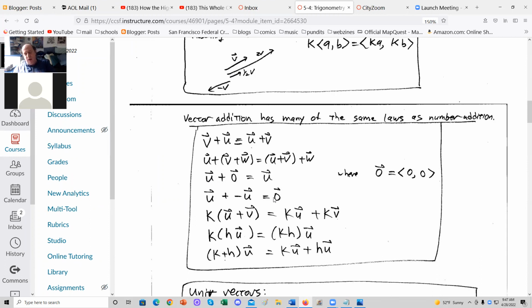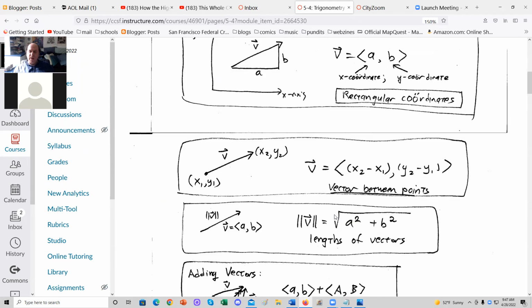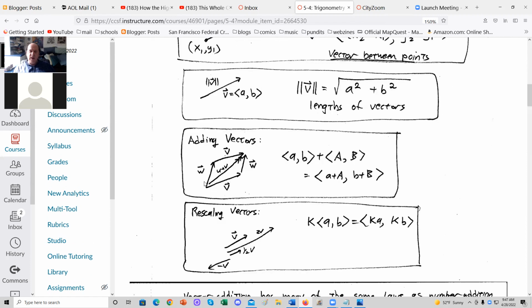The distributive law also works for multiplying vectors by scalars. k times u plus v is ku plus kv. Basically, if you take this diagram here and you make it twice as big, then you get 2u plus 2v equals 2 times u plus v.